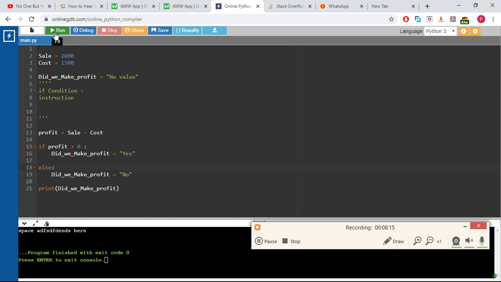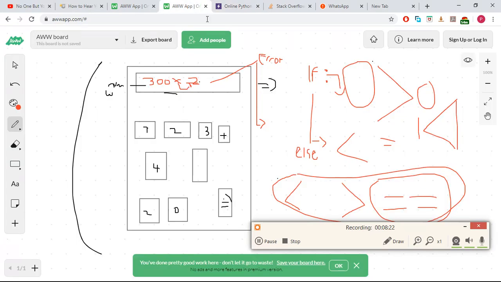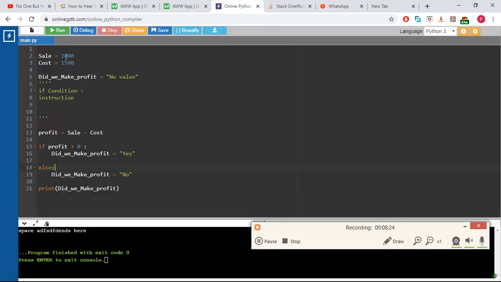By the way, let me just give a recap of it. What we're doing here is similar to the whole calculator thing. You have your value here and your cost here, and you've given them names, the same way we've given these numbers names. We've given this text value, these string characters, a name, which is what we're calling them, did we make profit, right? And we've said that profit is equal to sale minus cost, right?